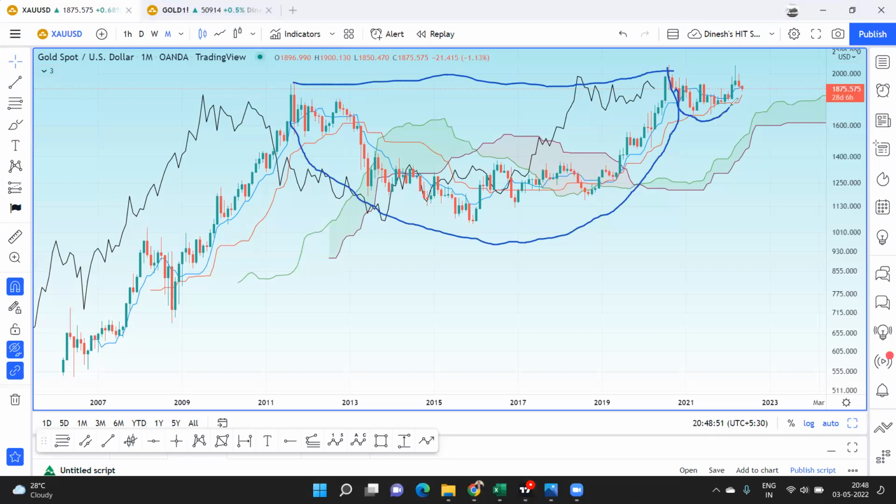You can see it out here, a similar structure, but this is too small a rounding bottom compared to this one. This one lasted for a period of approximately 9 years from 2011, while this one is from 2020. So it's a lengthy period of a rounding bottom structure. Compared to that, this structure is not that big. So we'll see some more sideways movement in gold before a positive breakout on the upside.